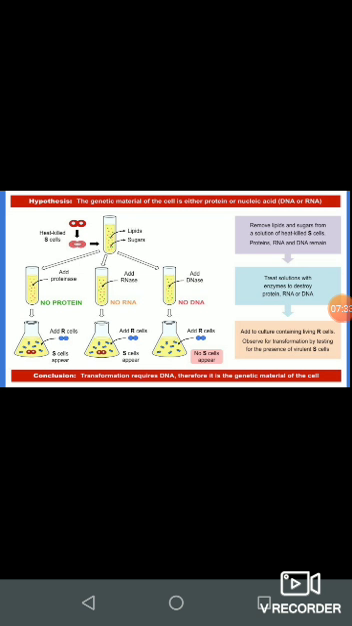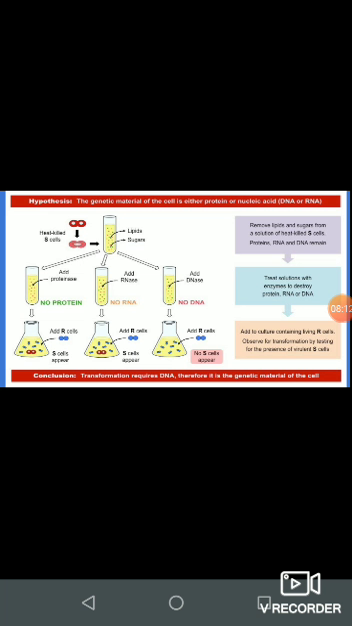In their experiment, they treated the transforming principle with different enzymes: proteases, RNases and DNases. For example, if the transforming principle, the inherent substance, is a protein, the proteases will act, and in the subsequent observations, they will fail to produce S colonies.